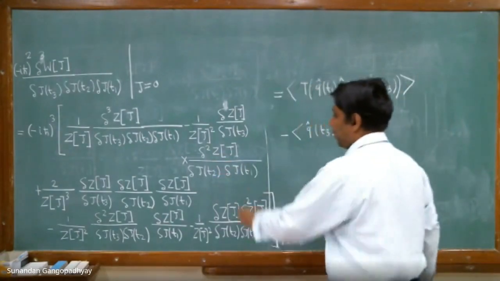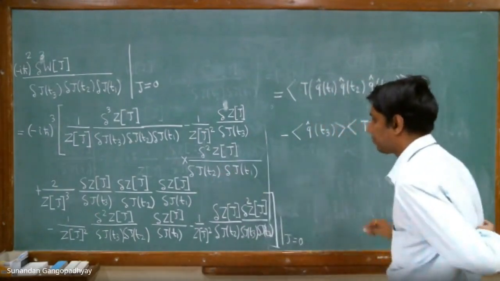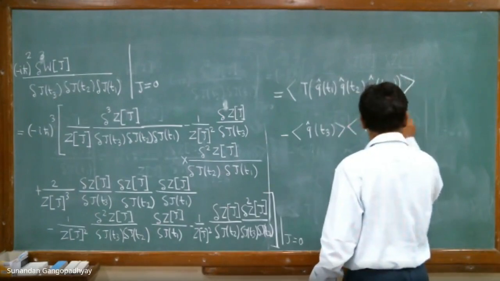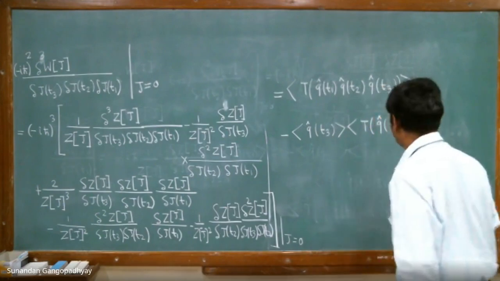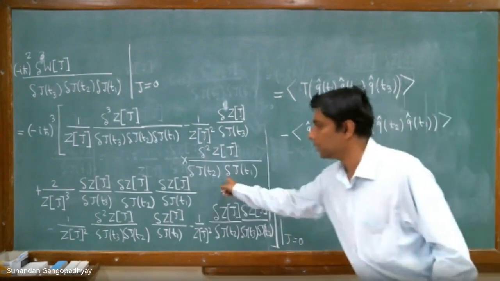And the remaining term is by definition the time ordered product of q hat T2, q hat T1. This is this term.